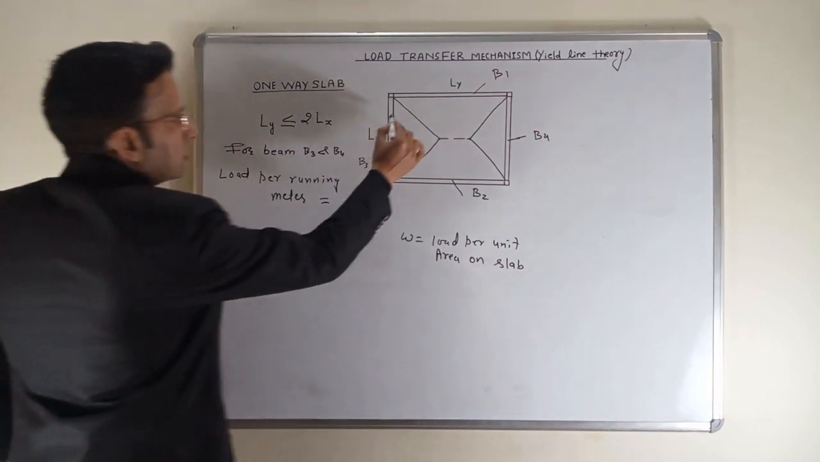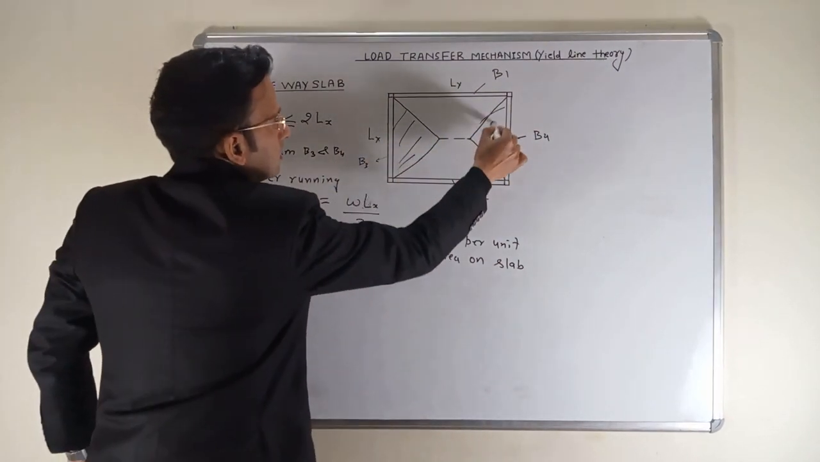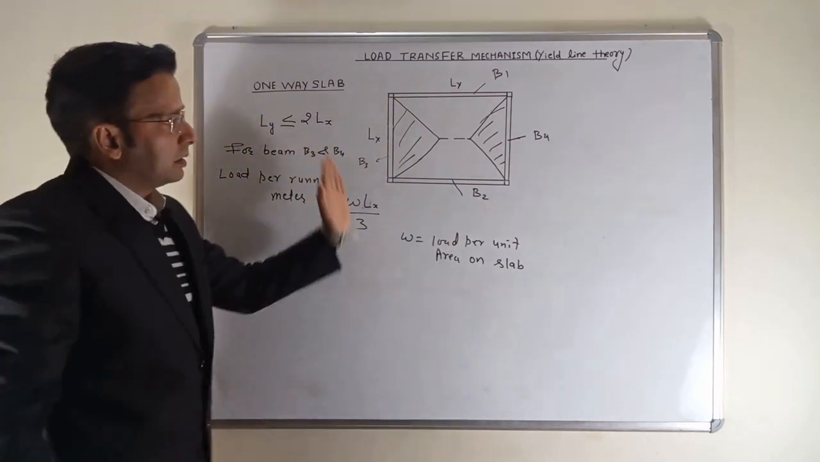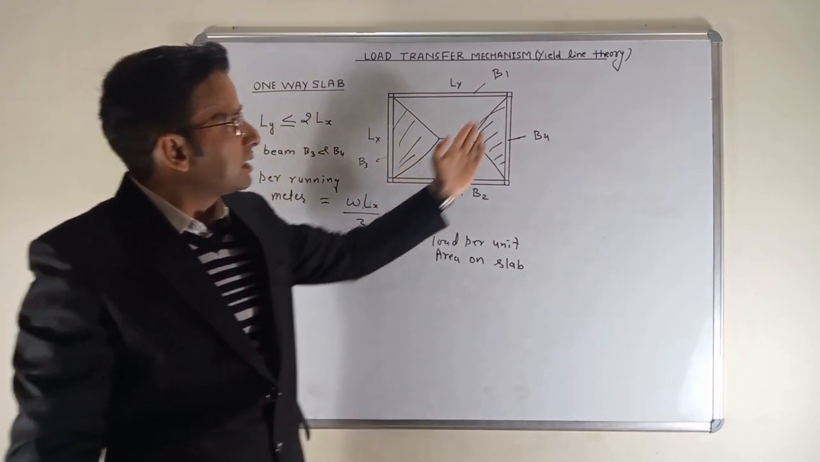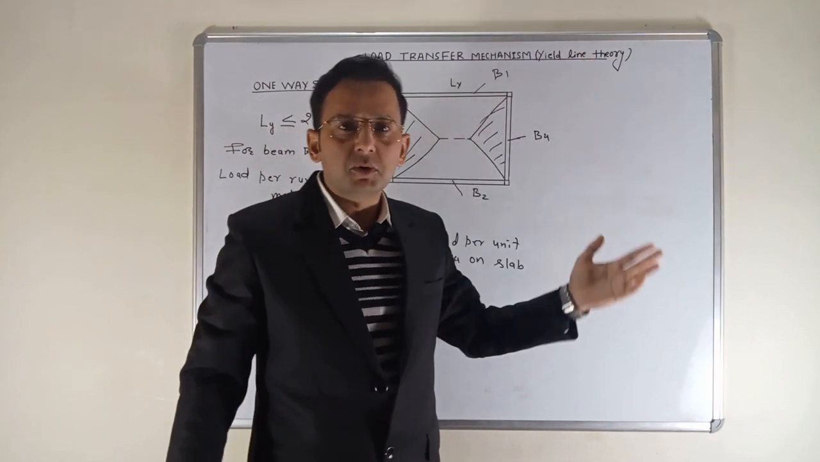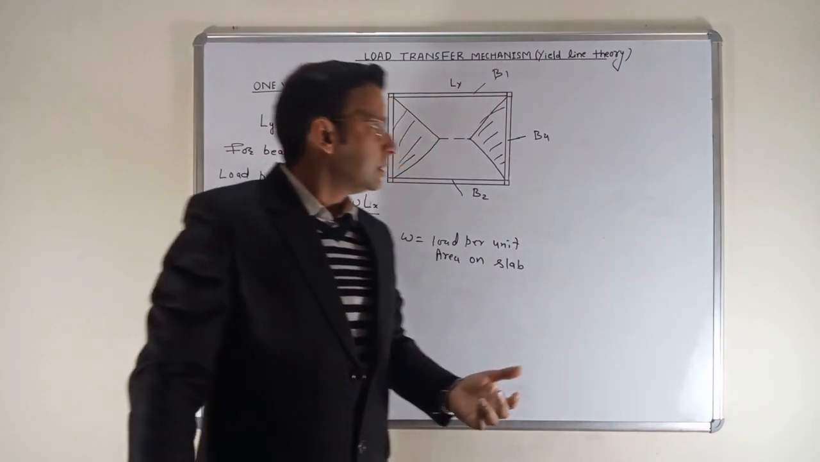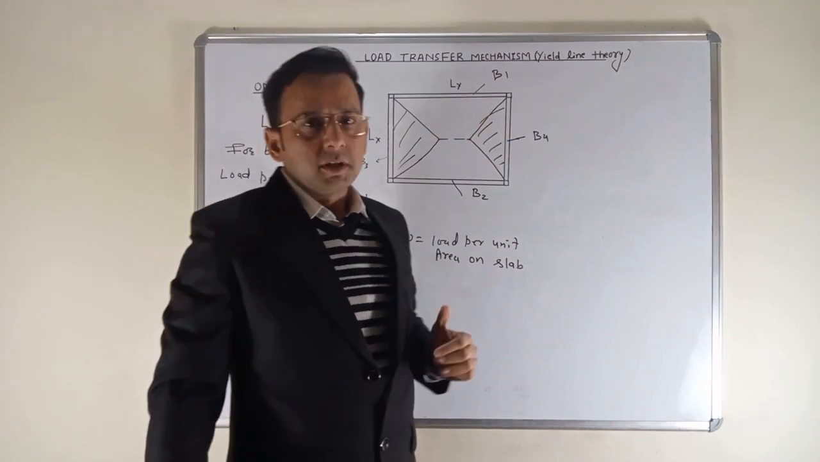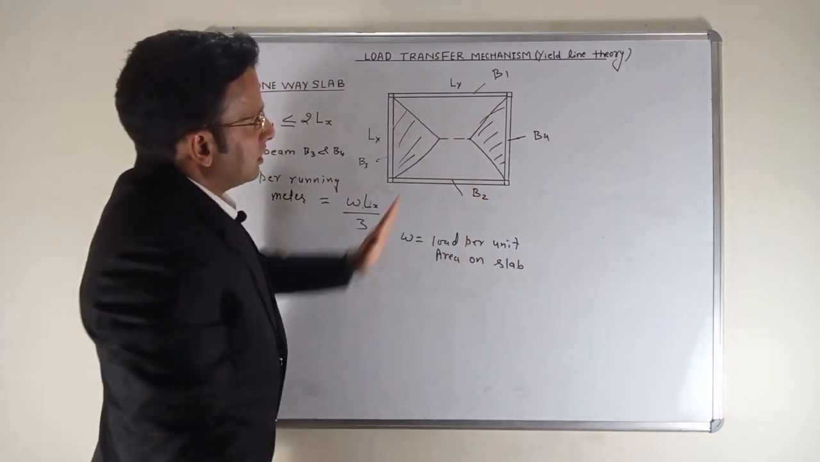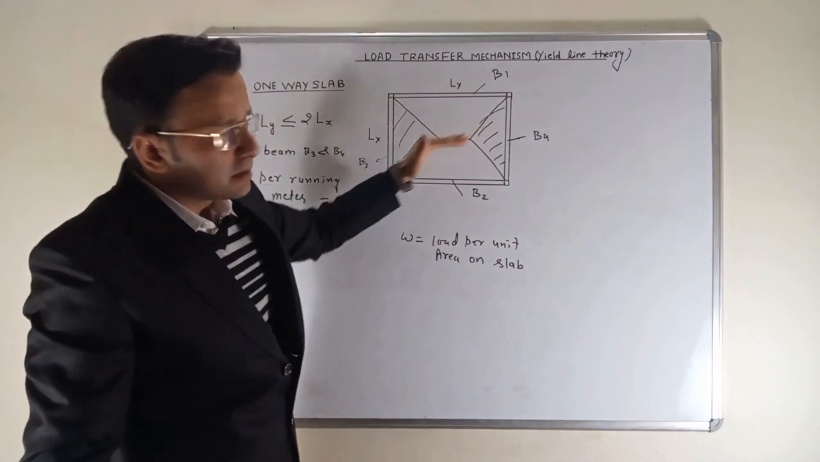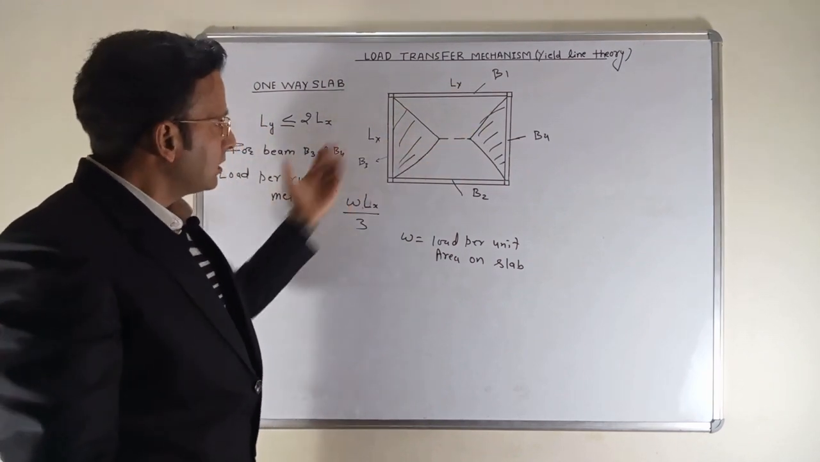Now let's discuss it. Actually, this mechanism has been decided by the yield line theory. Yield line theory is one of the most important chapters in RCC. You might have studied this in your BTech programs. So according to the yield line theory, the total load on the slab can be divided in such fashion. That's why we analyze it in this way.